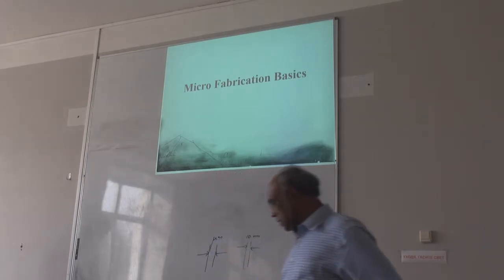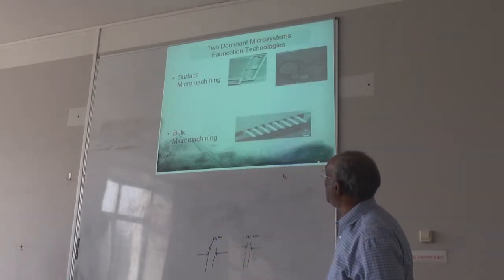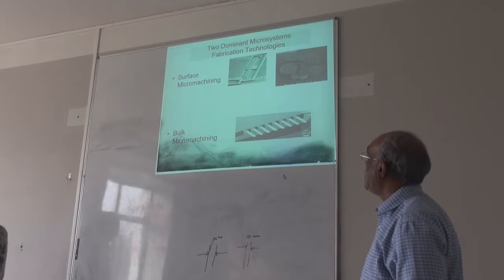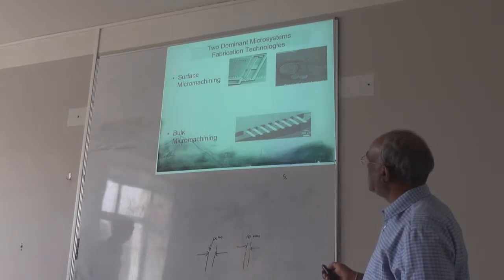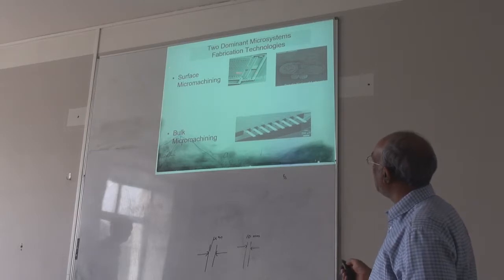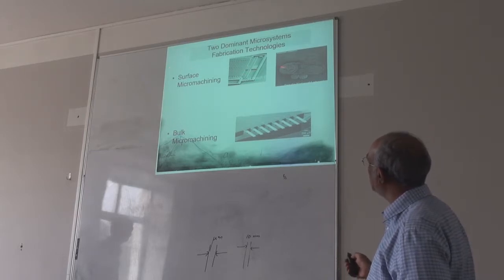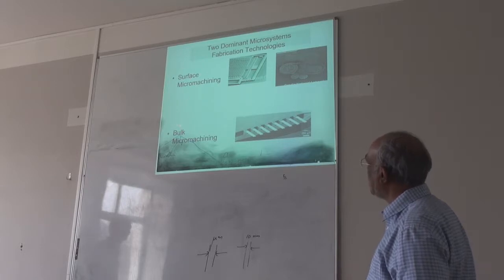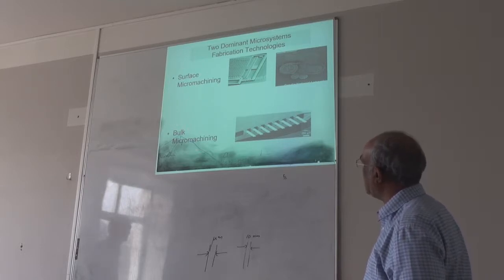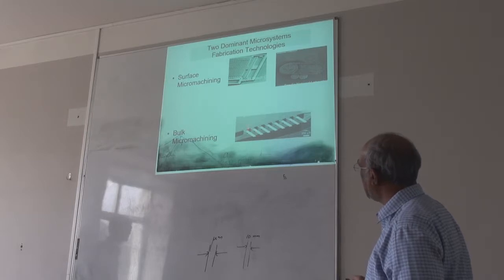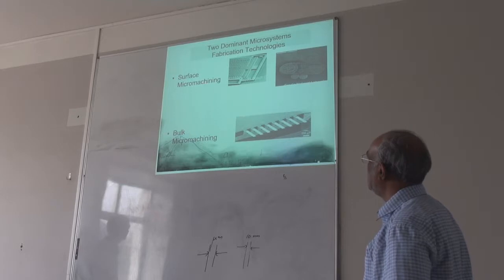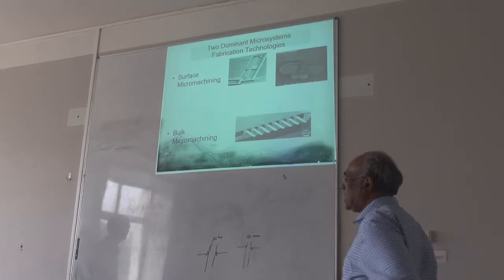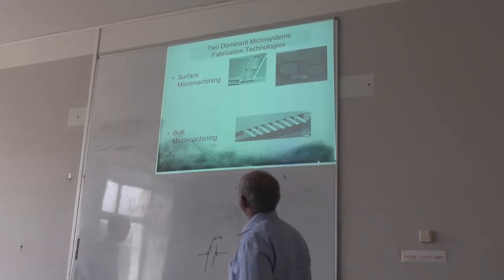So if you talk about microfabrication, there are two fabrication technologies. One is called surface micromachining. You can make structures like this by doing surface micromachining. Then you can also do bulk micromachining. You can make something that's much thicker. So these are two techniques we typically use in microsystem fabrication.